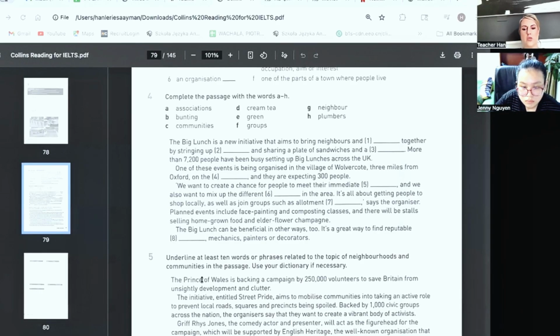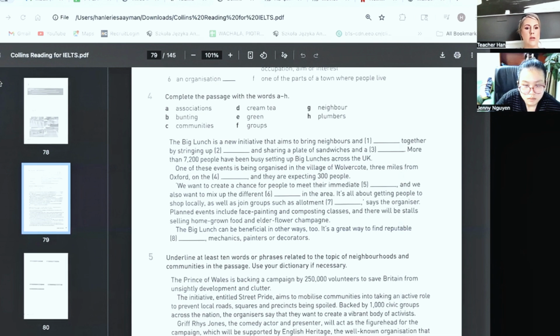Okay, move on to the next one. Organizer, selling homegrown food. Planned events include face painting and composting classes, and there will be stalls selling homegrown food and other flowers. The Big Lunch can be beneficial in other ways too. It's a great way to find reputable plumbers, mechanics, with such as allotment neighbors.